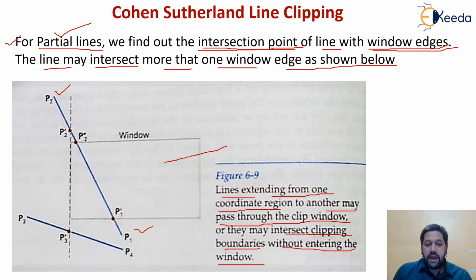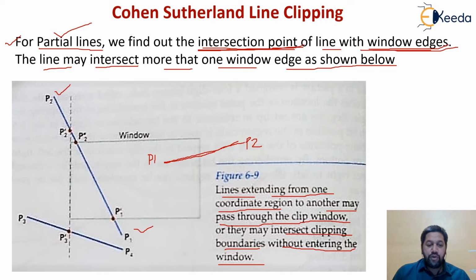Suppose this is my line. Consider this is my line P1, and this is my line having the endpoint P2. So the line endpoints are P1 and P2. Using my visibility test, I came to know that this line is partial. My line P1 to P2 is now partial. So what do I have to do? I have to find out the intersection point of the line with the window edge.